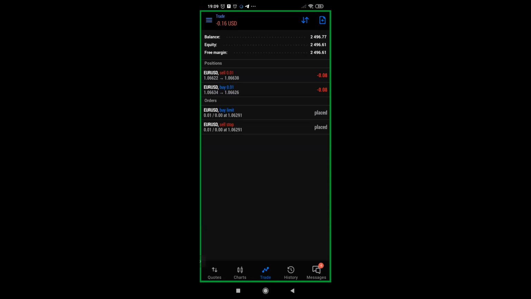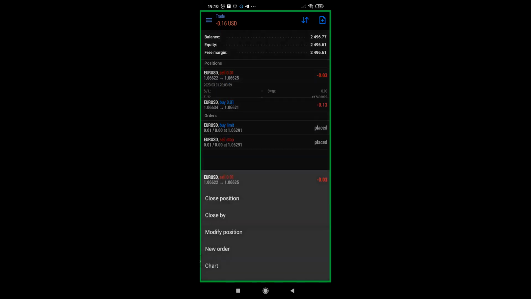Talking about managing trades, you can close a trade, you can modify your stop loss, and you can modify your take profit. So let's say you want to modify your take profit and stop loss on a running trade. Just hold on the trade for about 1 second. You see options to close position, modify position, or new order. To modify your position, click on modify position.